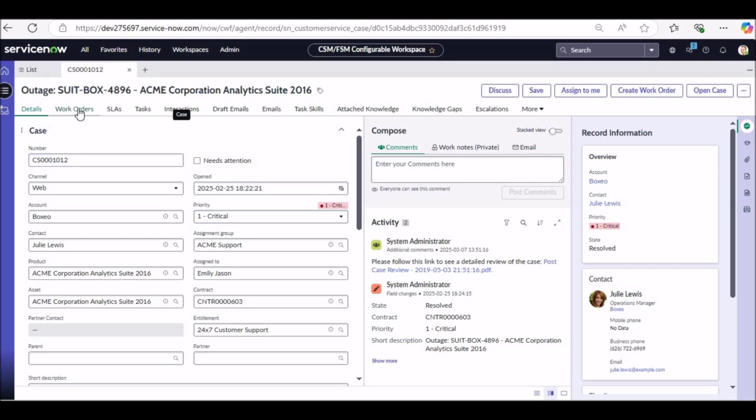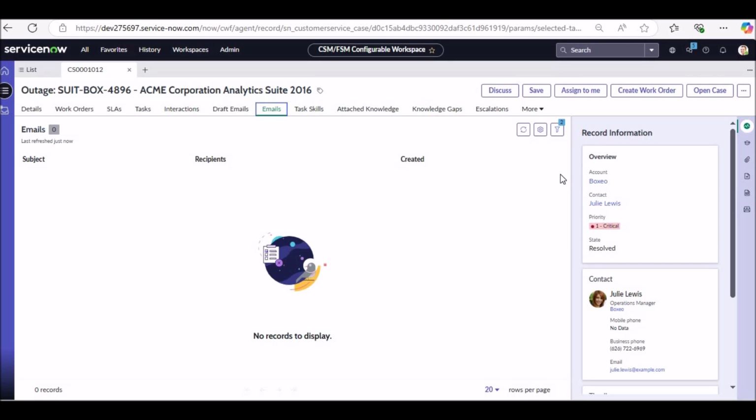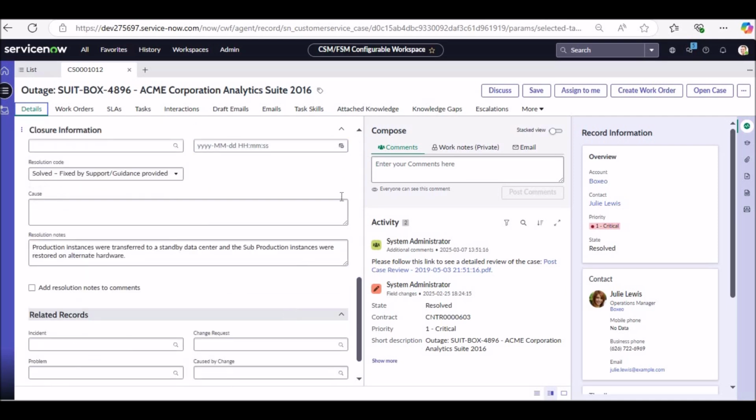If this case turns into a work order, the related work order will be visible here. In case we need to send an email, emails can also be composed from here and sent as well. So work orders can be created here, and any email can be composed from here and sent out from ServiceNow. So the agent only needs to go through this particular case record, and this case record is connected to all other related modules in ServiceNow, and they need not browse or switch the page from here to there.